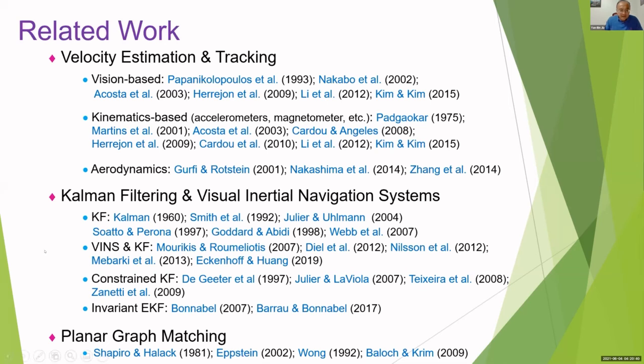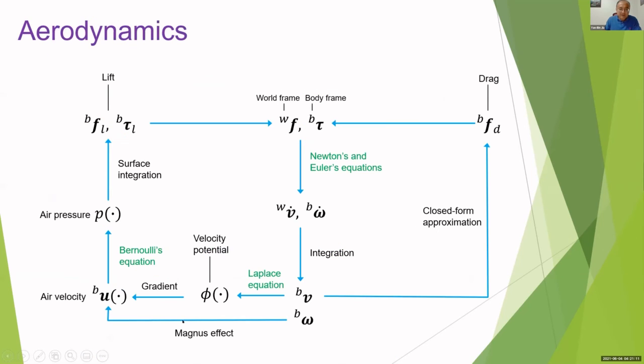And then there's also the VINS recently, mostly for mobile robots, and the constrained Kalman filtering, and more recently the IEKF, the invariant EKF, which basically tracks the state using the Lie algebra. Okay, so the Lie groups, basically the transformation groups, automatically satisfy the constraints, such as a unit quaternion to represent orientations. Okay, then there's also some work from the computer science side for planar graph matching.